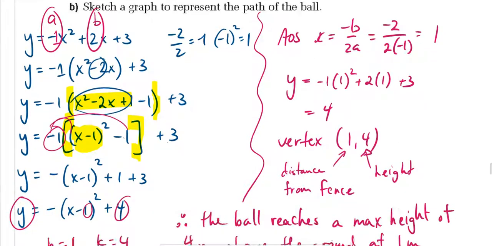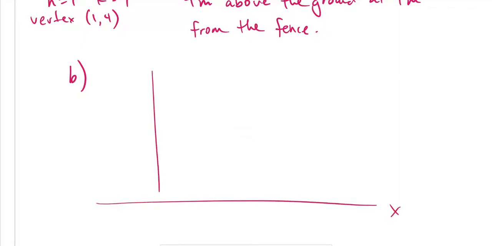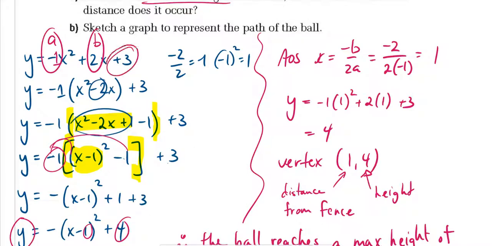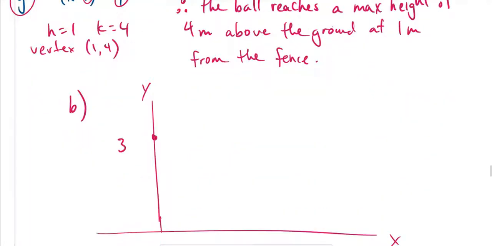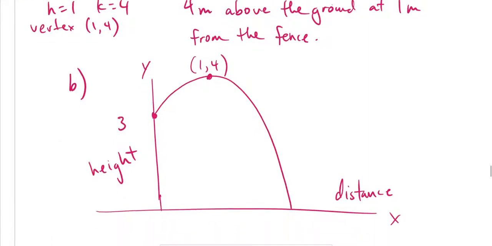So part B says sketch a graph to represent the path. So here's part B. Here's my x and y axis. And here's my y-intercept, 3. Where did I get the 3 from? From the standard form, the c value. Draw your parabola, it's going to go up to the maximum, then come back down to the ground. And the maximum here is at (1, 4). The x-axis is distance. The y-axis is height. And there's your parabola. And that ends this video.